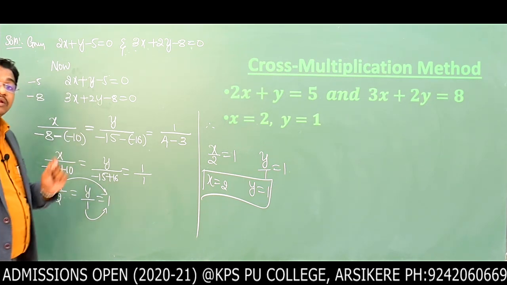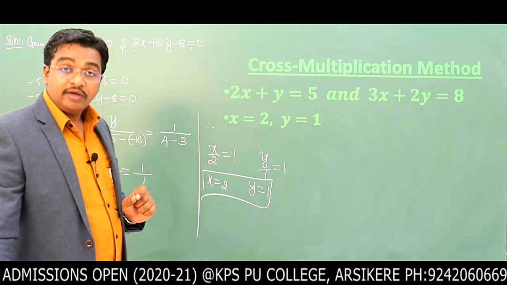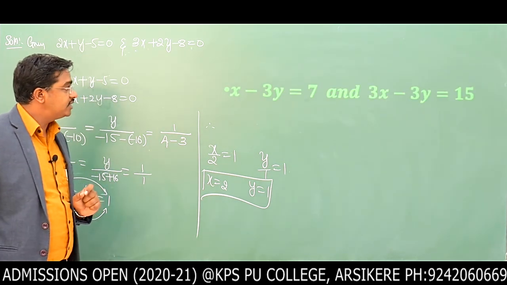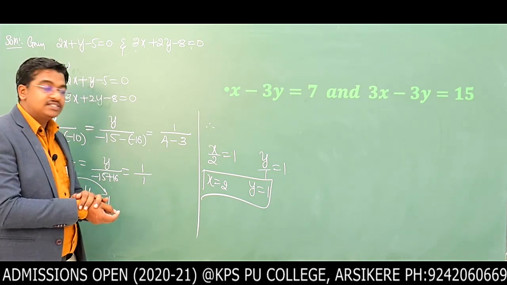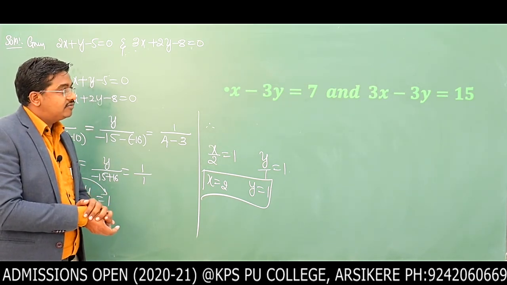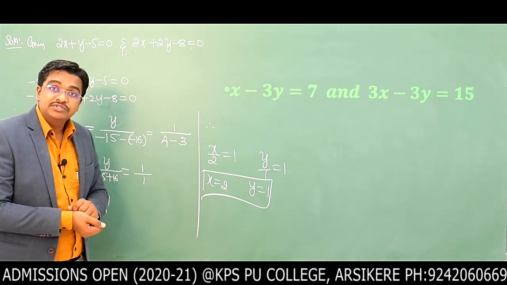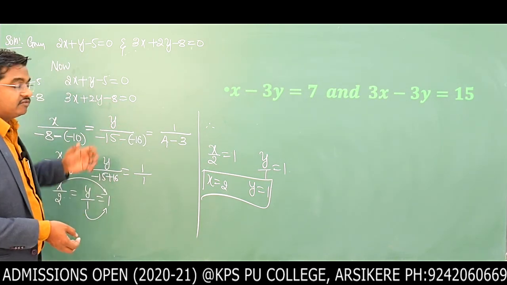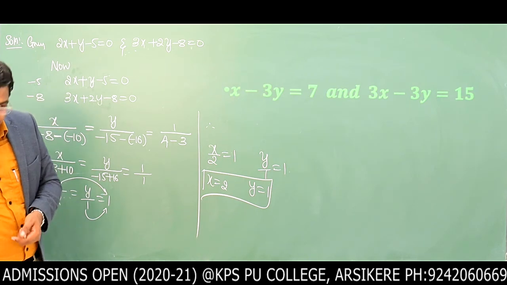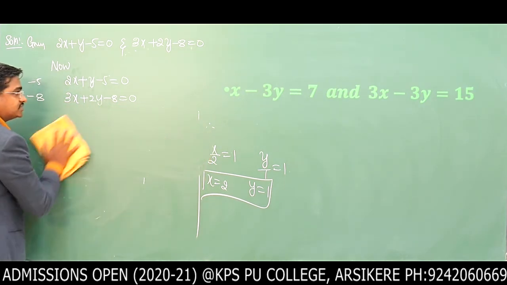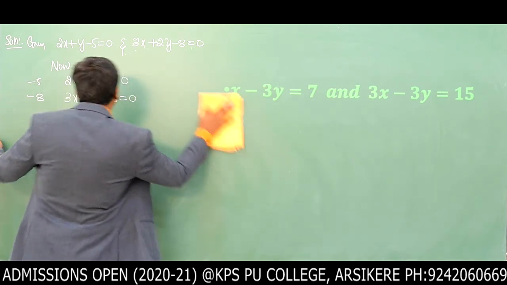Next we are moving to the next question on the same method, cross multiplication. What are the equations? x minus 3y is equal to 7 and 3x minus 3y is equal to 15. So how to find the solution using cross multiplication? Follow the same method. First let's write the equations. Given equation. So what are the given equations here? x minus 3y is equal to 7 and 3x minus 3y is equal to 15.